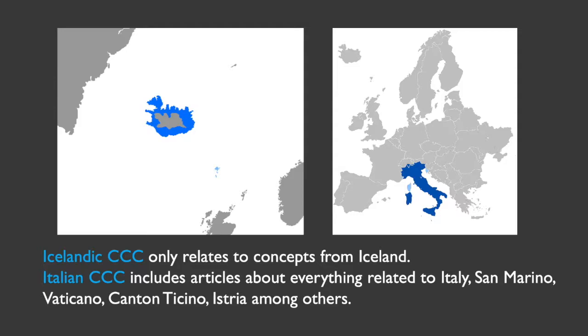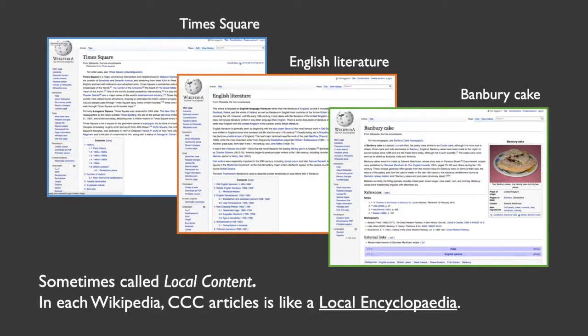For instance, in the English CCC, we may get articles about Times Square, which is a geolocated article, English literature, which is a very generalist article, or Banbury cake, which is a very local article. Sometimes articles from CCC are called local content, and overall, this kind of content is like a local encyclopedia because it includes very different topics and kinds of articles.